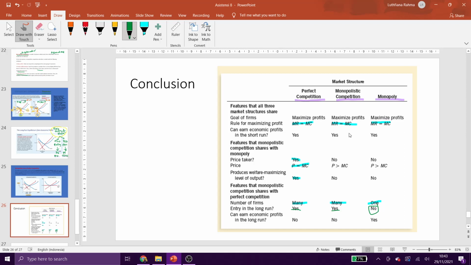And then both perfectly competitive markets and monopolistically competitive markets cannot earn economic profit in the long run, because in the long run they all have zero economic profit. Meanwhile, for the monopoly, in the long run, they will have an economic profit, meaning that their profit is larger than zero. Later we will always say that if the profit is larger than zero, it means that the firm experiences a positive economic profit.